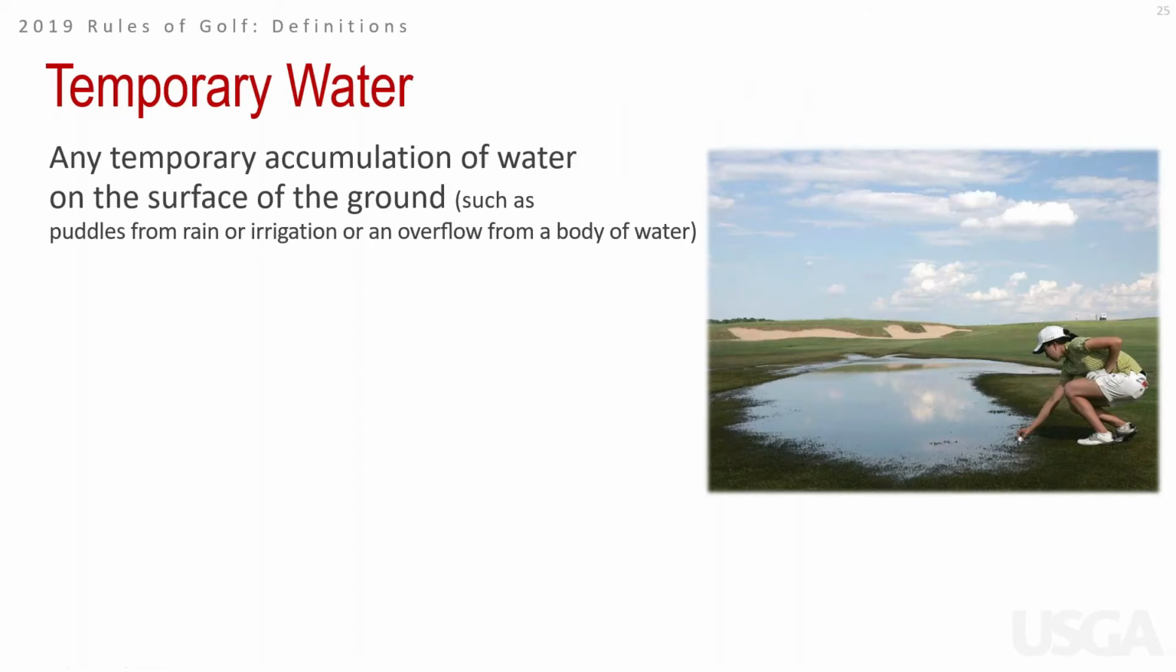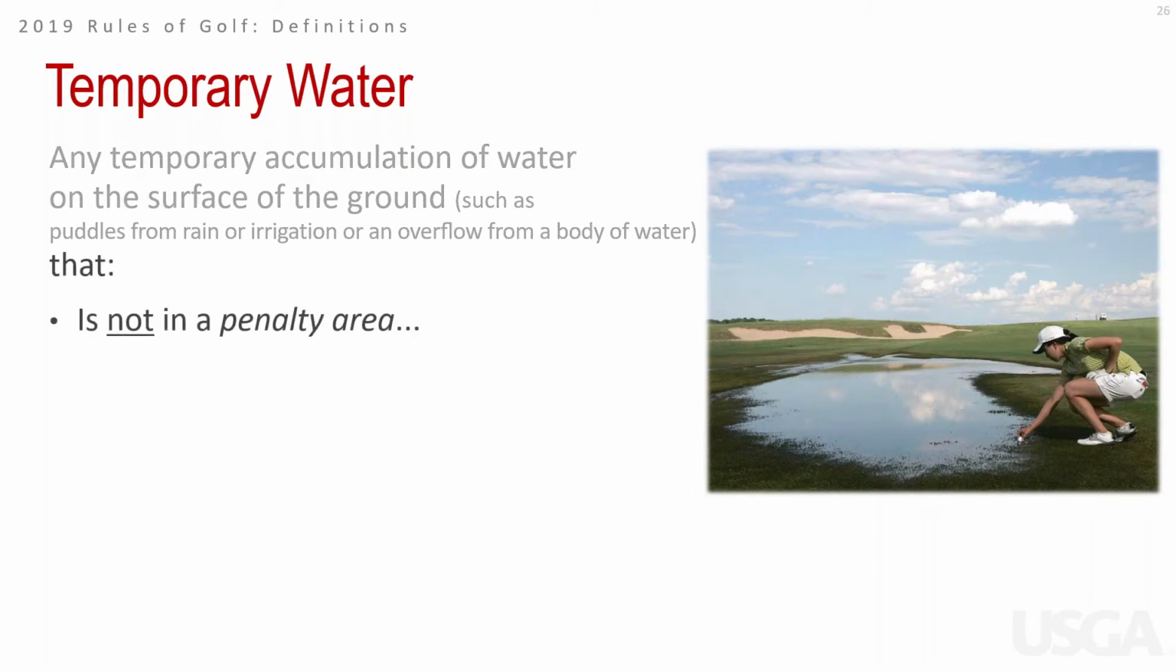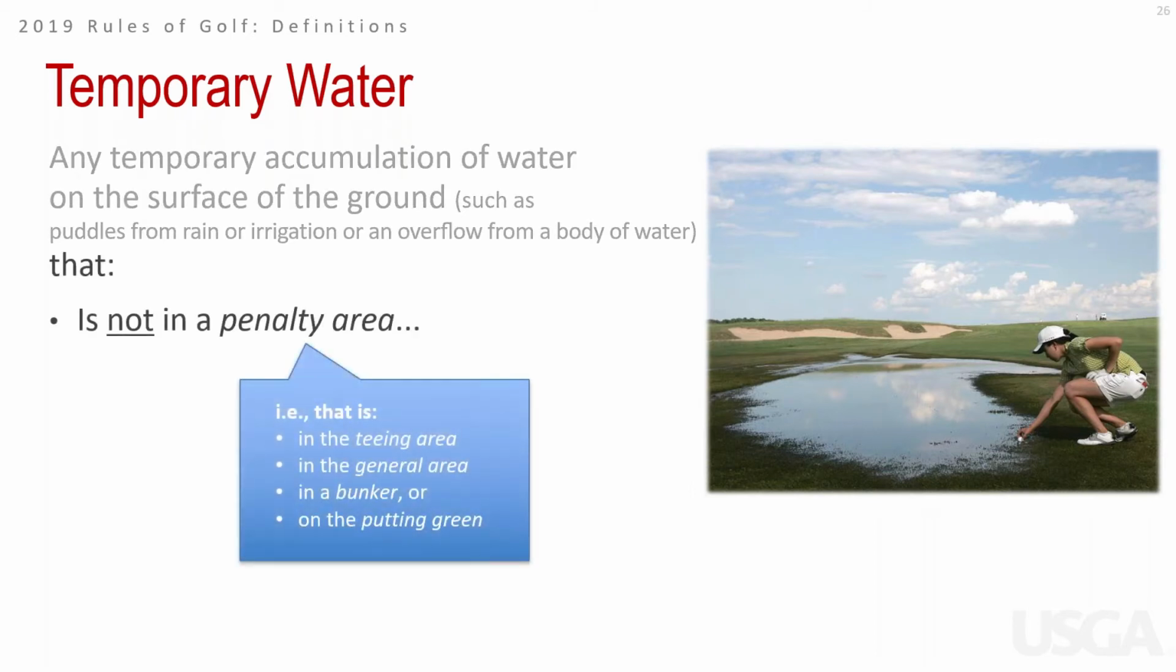Jumping into our next section here, temporary water, another abnormal course condition. Before the 2019 revision of the rules, it was known as casual water. Temporary water is any temporary accumulation of water on the surface of the ground, such as puddles from rain or irrigation, or an overflow from a body of water. It is not part of the penalty area. So that said, it could be in the teeing area, the general area, a bunker, or even on the putting green. But water within the penalty area's margins doesn't meet temporary water.